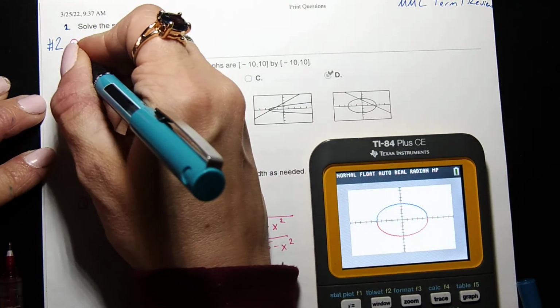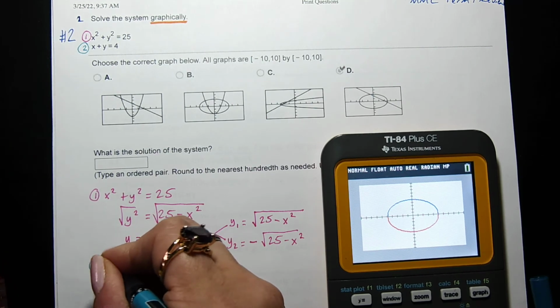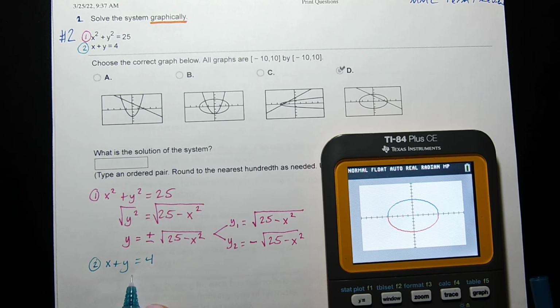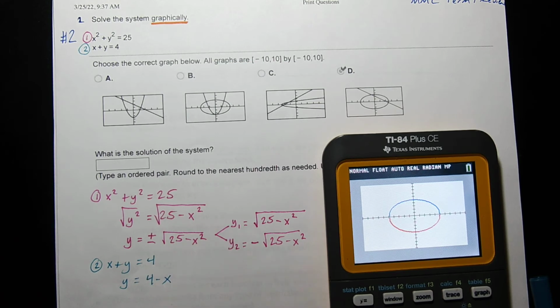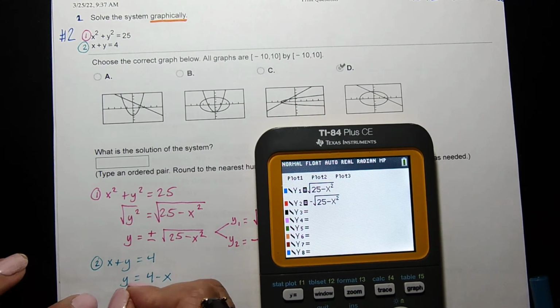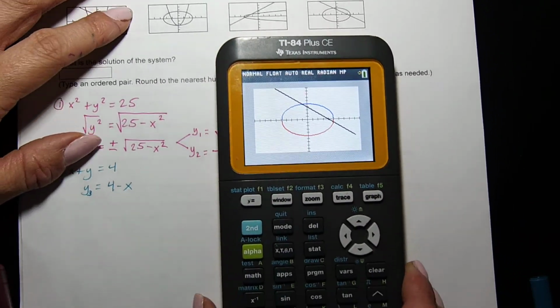The second equation is this one. So x plus y equals 4. To change this into a y equals equation, we're going to subtract the x. So 4 minus x, or negative x plus 4. So I'm going to put that one as y3. So 4 minus x. And there's our line.